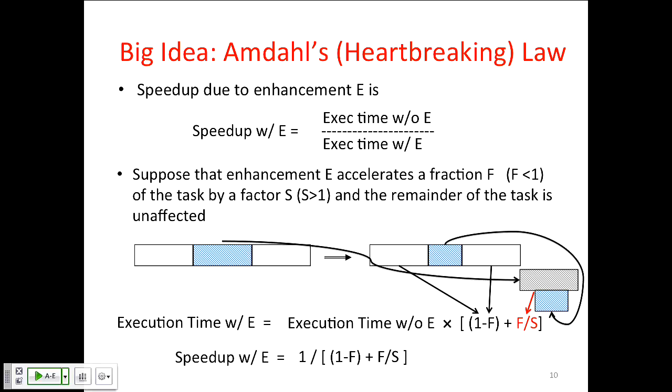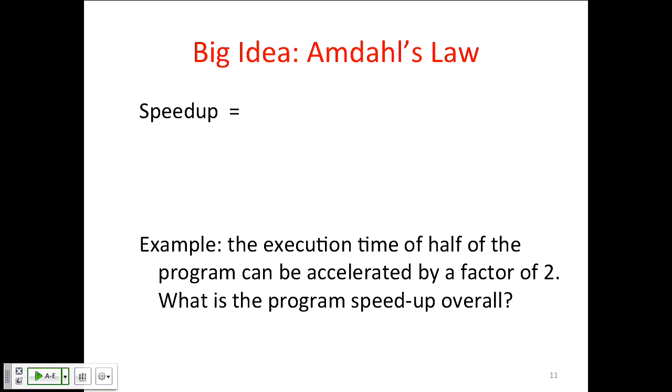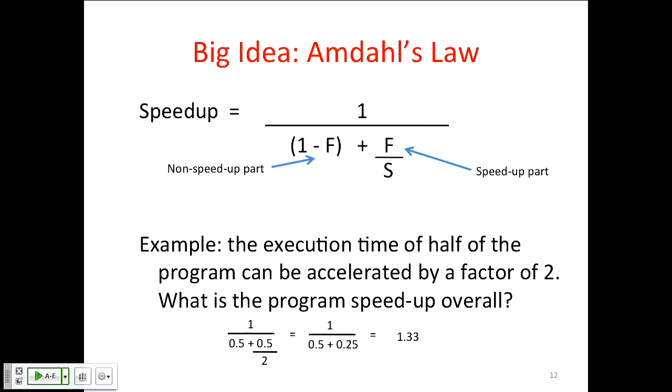So you only speed up the fraction that's amenable to parallelization. You don't speed up the rest. So the overall speedup is diluted by the piece that you didn't get to speed up. This is just restating it a bit more clearly: the speedup is 1 over the piece you didn't speed up, (1 minus F), plus F over S. This is the part you actually got to speed up.